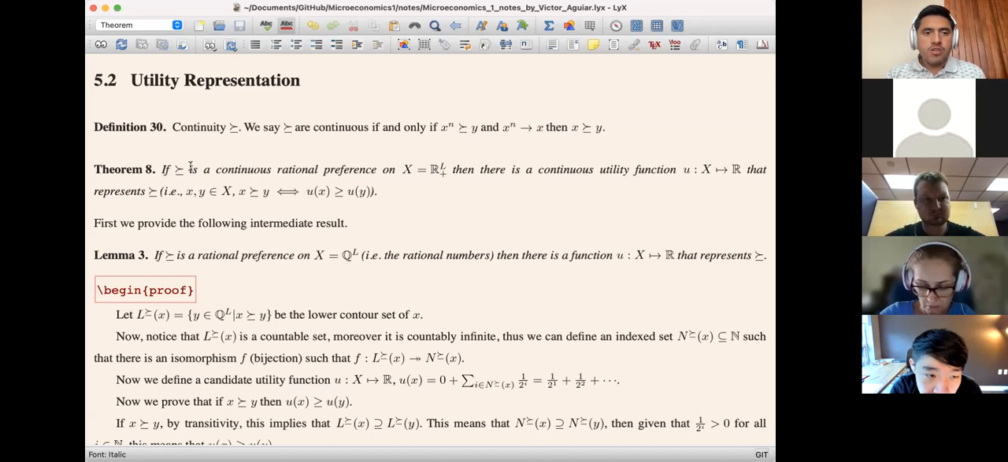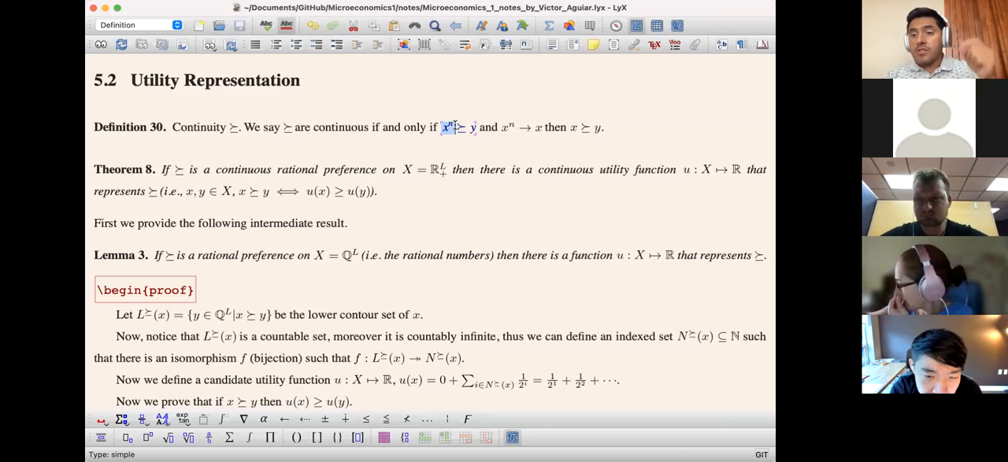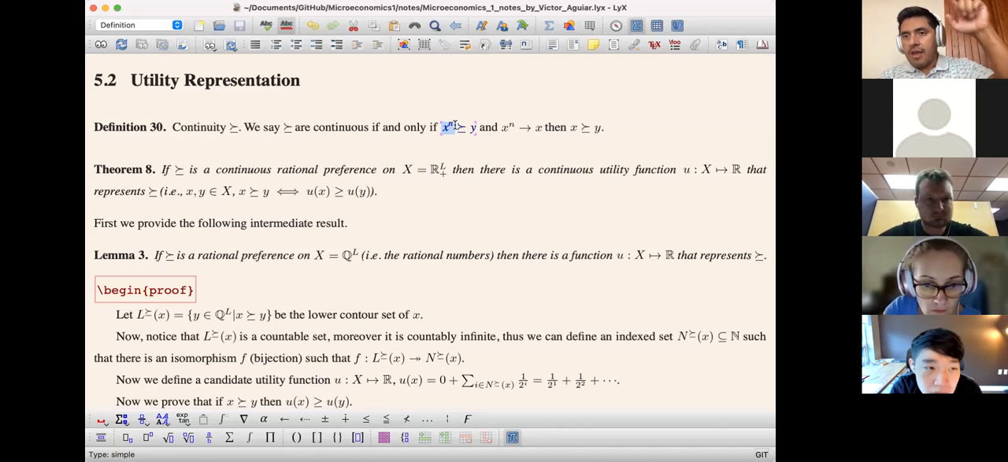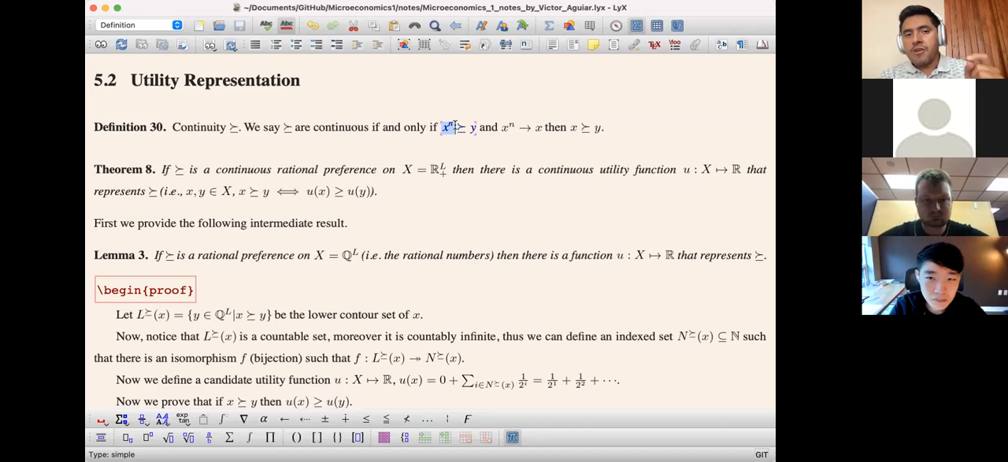So if a preference relation is a continuous rational preference, and we say that a preference is continuous whenever, if I take a sequence of commodities indexed by n, and xn is preferred to y for all n, and xn converges in the Euclidean space to x, then it has to be that the limit x is preferred to y. One counterexample of continuity is the lexicographic preference that we studied in the summer. Part of a problem set is going to be to show that the lexicographic preferences are not continuous.